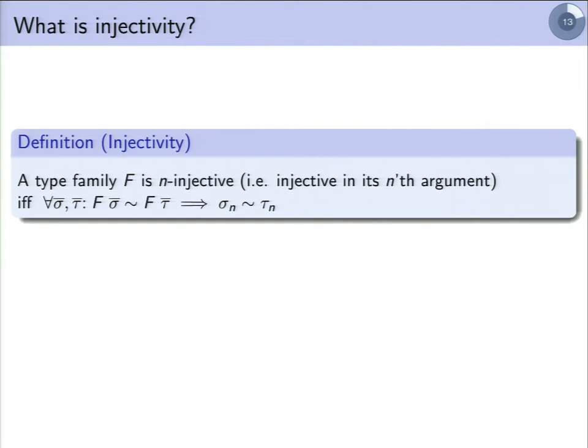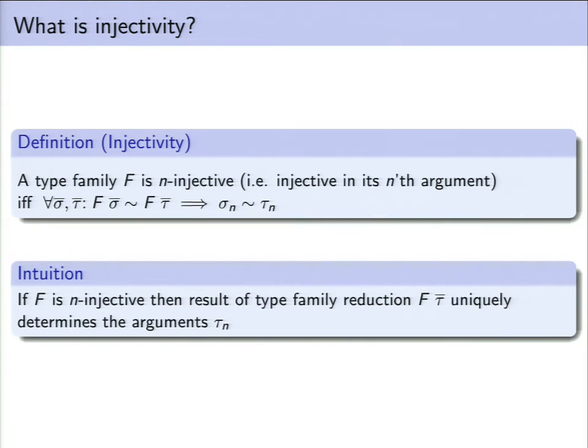I'll begin by formally stating what injectivity is. A formal definition says that a function is nth injective, meaning it's injective in its nth argument, if the following implication holds: if we have two sets of arguments and we apply a type family to these arguments and the result of the reduction is identical, then the respective injective arguments must have been identical as well. A useful intuition to think about injectivity is this: the result of type family reduction uniquely determines the arguments that were used for the reduction. And this is the intuition I actually used in the example, right? I said that if the result was a Boolean, then the argument must have been a Boolean as well.